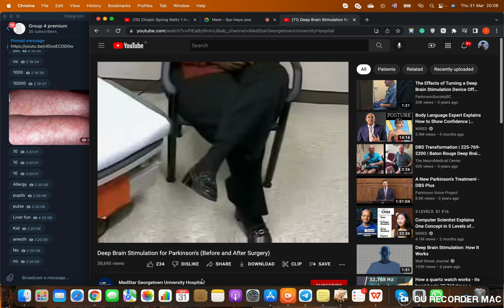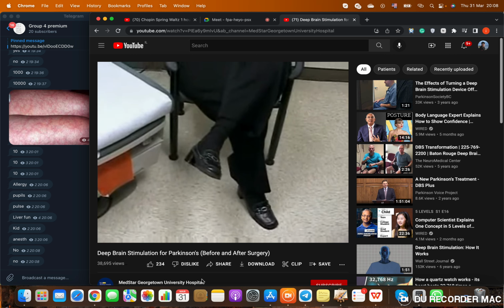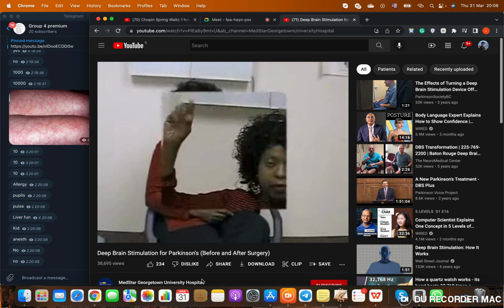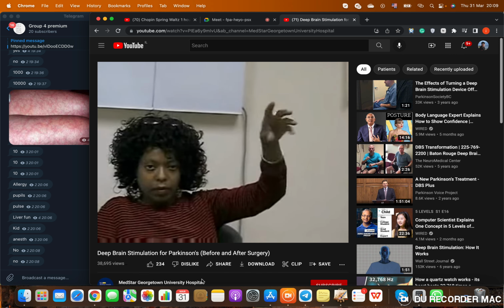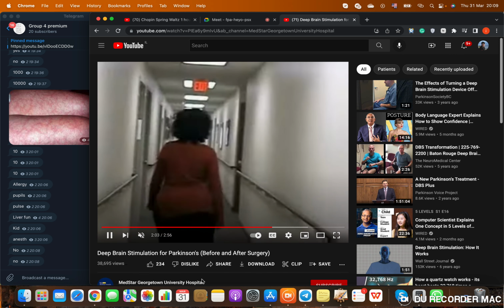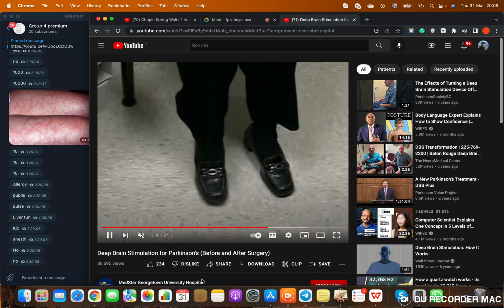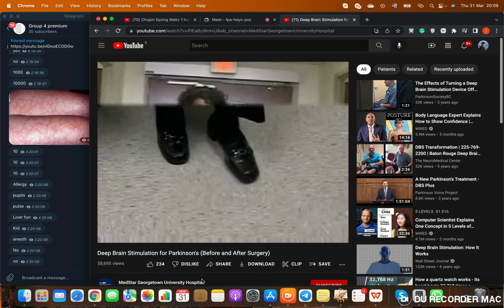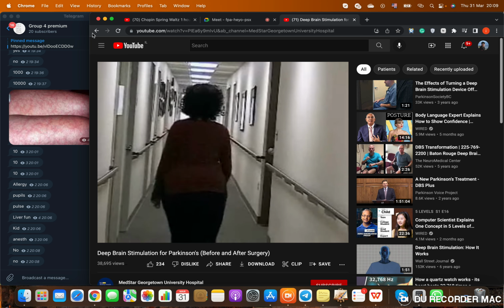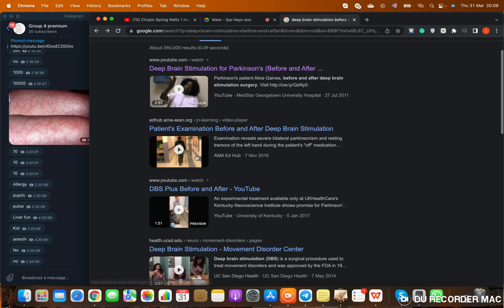Now this is the after. You can see she's sitting much more fine. Okay, can you please move your hands for me, lady? See, moving the hands without it twitching, without shaking. She is much more stable. She does not have any shakiness of her hand. She can move her extremity well. She had a life-changing procedure, okay? It is a big difference.